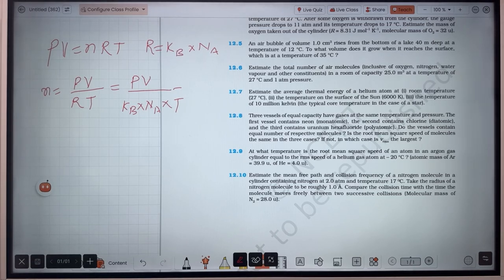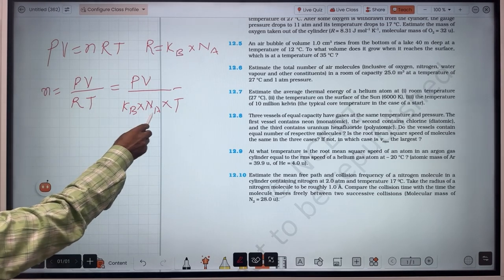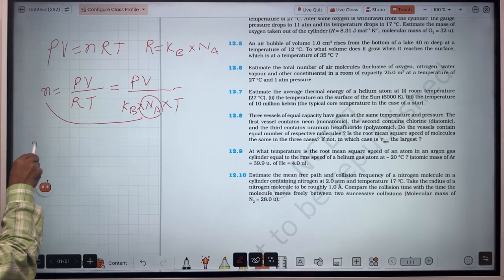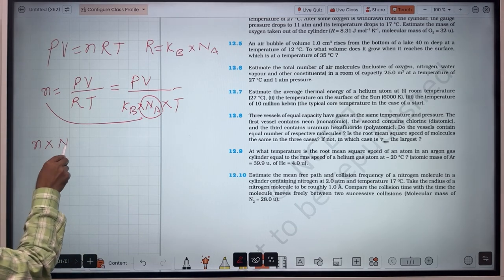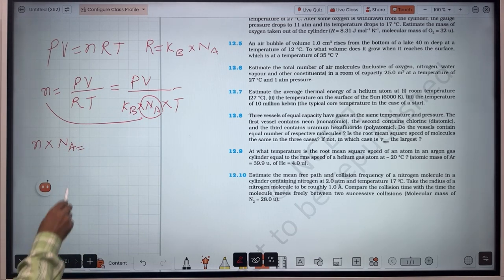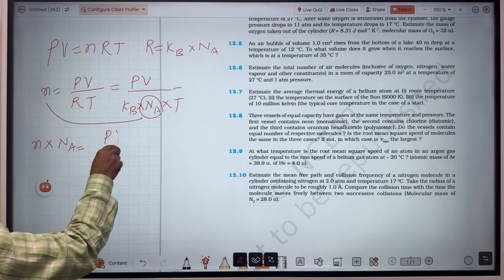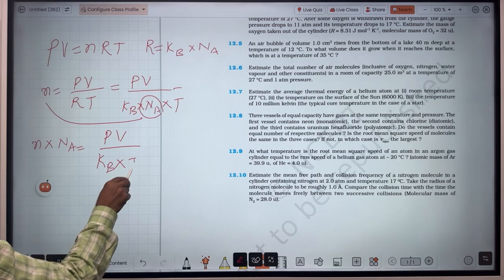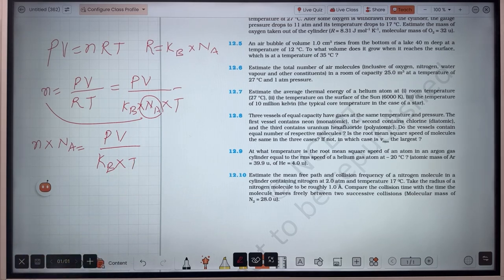But here our concern is to get the total number of molecules. So we can take this here. So N times Na will be the total number of molecules. Then what will be left in RHS? That will be Kb times T, right? And then we can put the values.